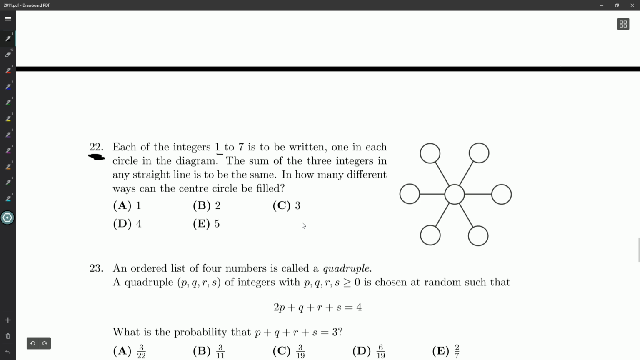Each of the integers 1 to 7 is to be written, 1 in each circle of the diagram. The sum of the three integers in any straight line is to be the same. In how many different ways can the center circle be filled? What values can I have here? Is basically what they're asking.